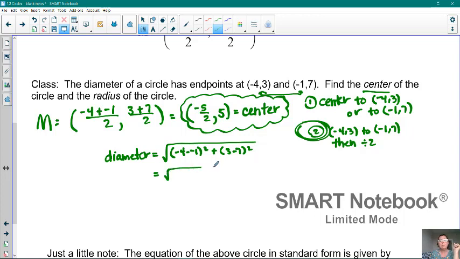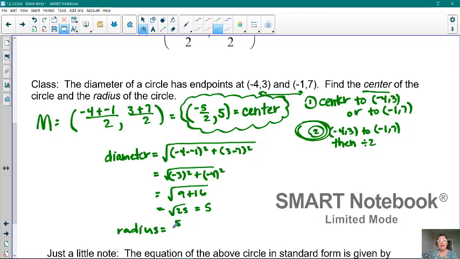All right, so we will complete this. -4 minus -1 is -3. Square it. 3 minus 7 is -4. Square it. So we get the square root of 9 plus 16. Square root of 25, which is equal to 5. All right, that's the diameter's length. That means the radius would be equal to 5/2.